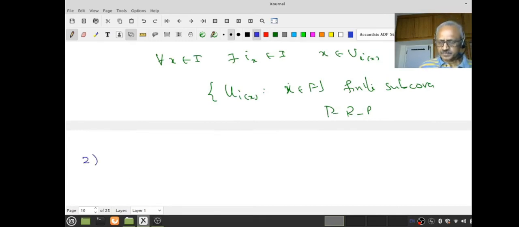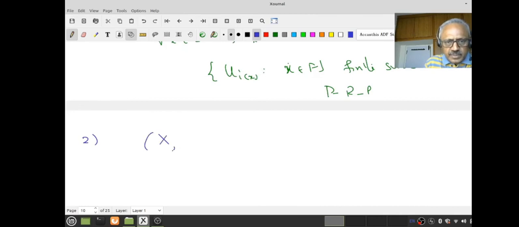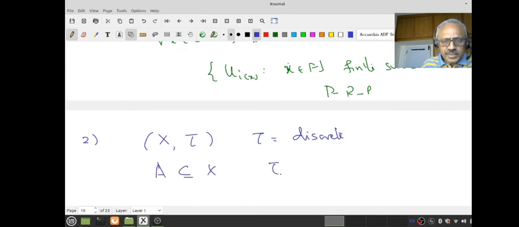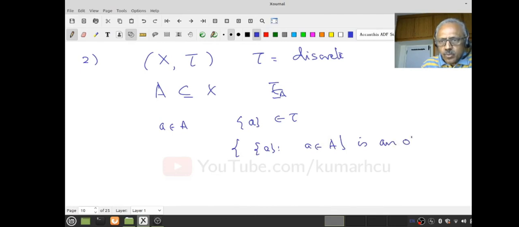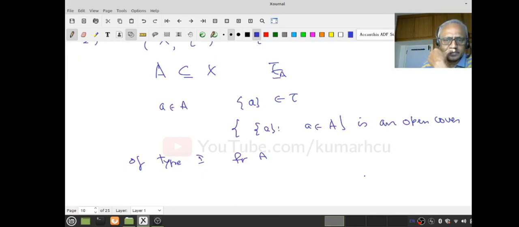Now let's look at the second example. Suppose (X, tau), where tau is discrete. Now give me any subset A. As usual, I will assume A is non-empty. And what is the subspace topology on A? In fact, you don't even have to worry about it. For each a in A, let's look at the singleton {a}. This is open, right? Therefore, {a}, a in A, is an open cover of type 1 for A, because each singleton is open.